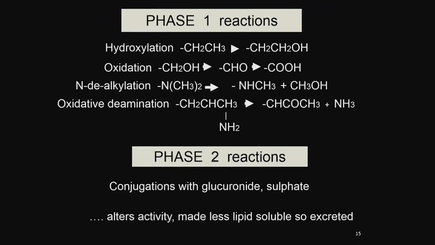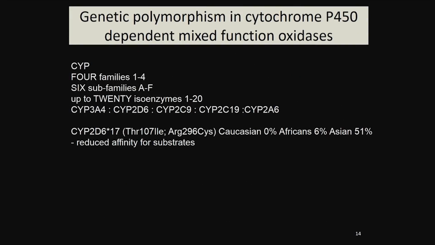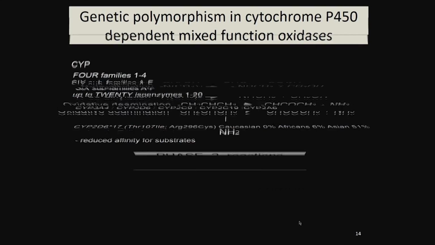So there could be reduced affinity for substrates. So that is a problem. You have different amounts of some of these cytochromes. So you may see different biotransformations between Caucasians and Asians. You may see very dramatic differences actually.